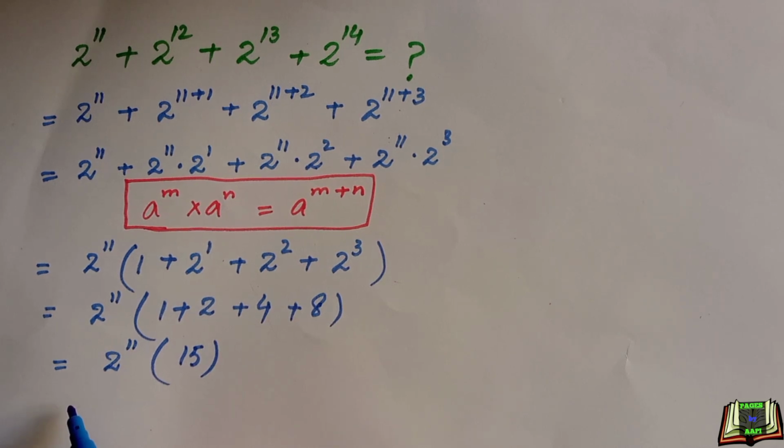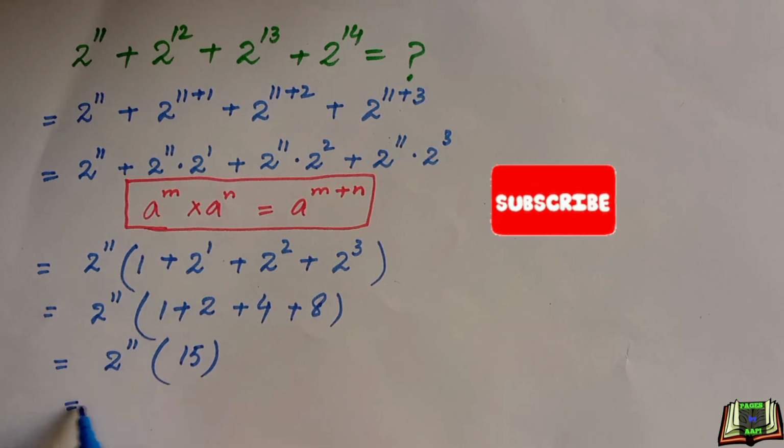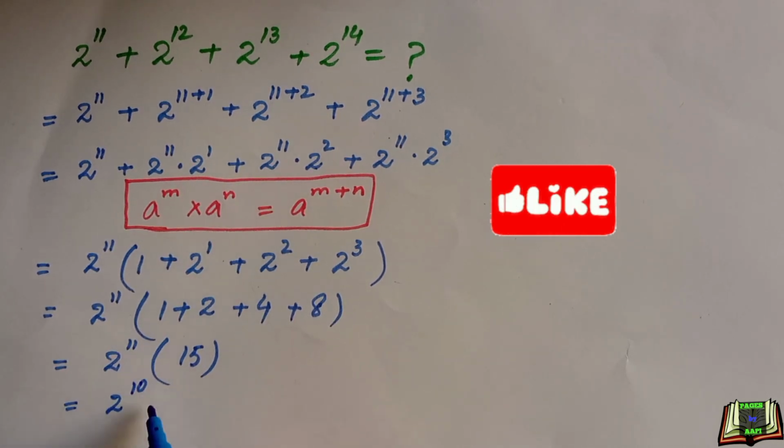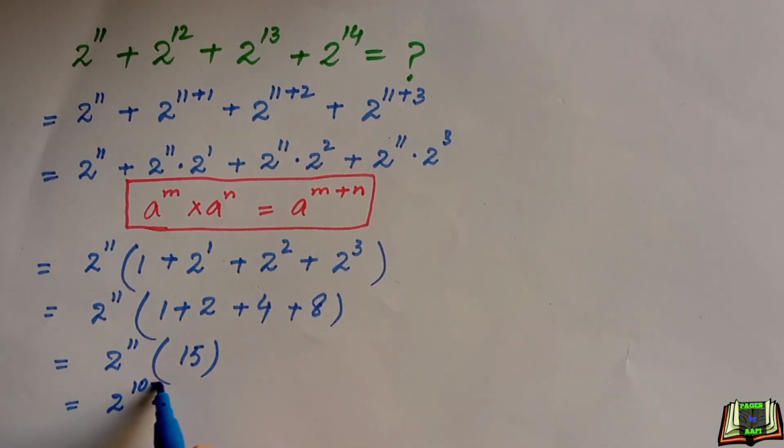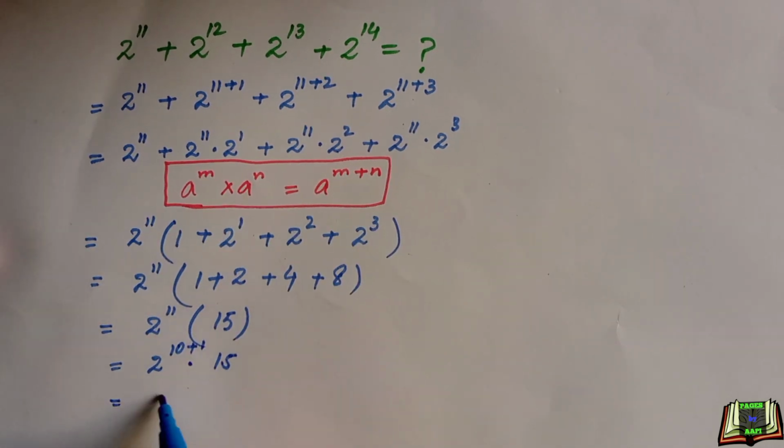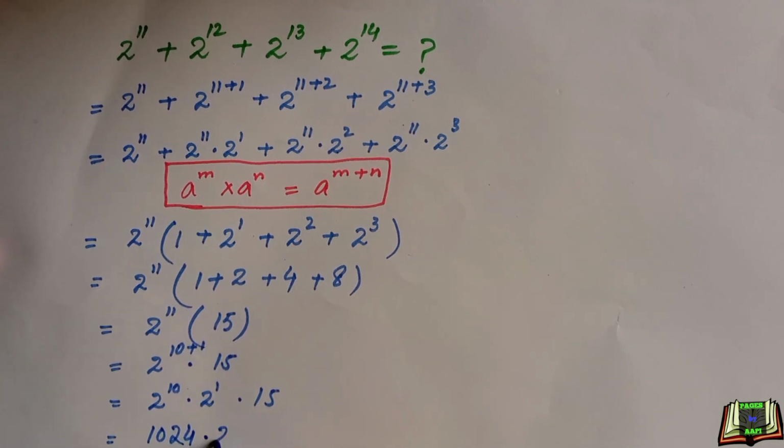Now we are going to split this 2 to the power 11 as 2 to the power 10 plus 1. 2 to the power 10 plus 1 times 15, which is equal to 2 to the power 10 times 2 to the power 1 times 15. We know that 2 to the power 10 is 1024, times 2 to the power 1 as 2, times 15.